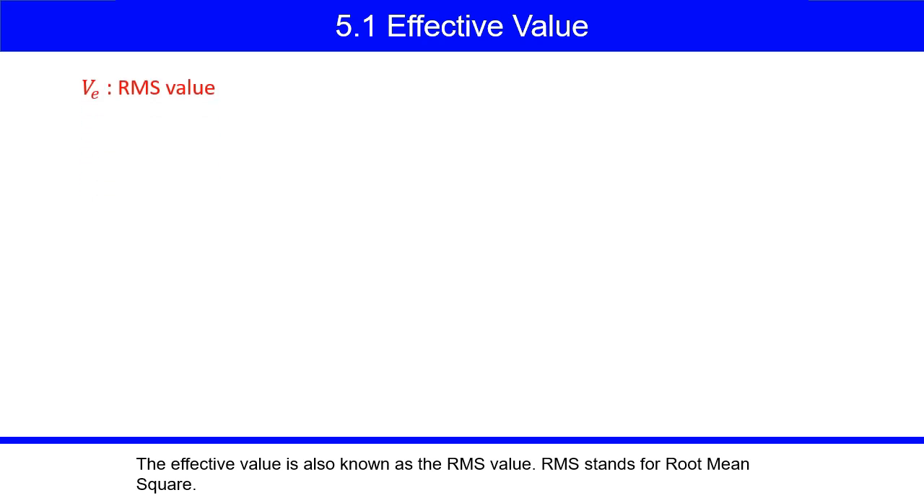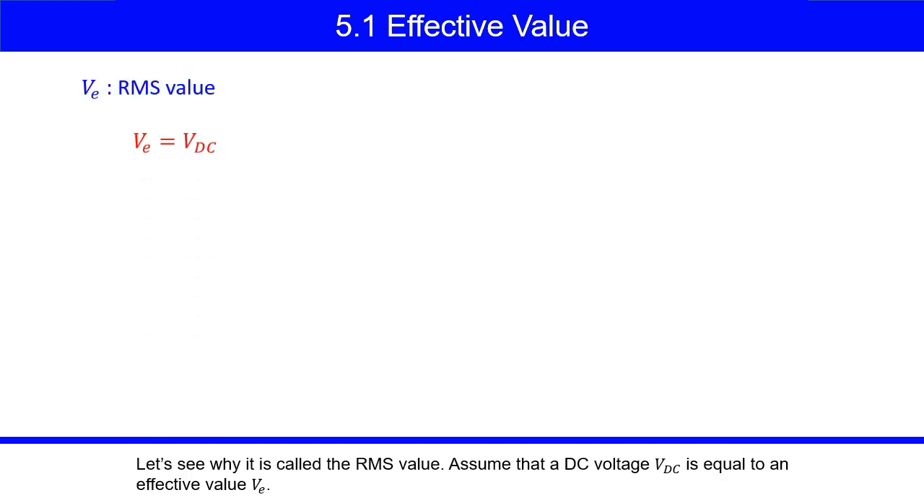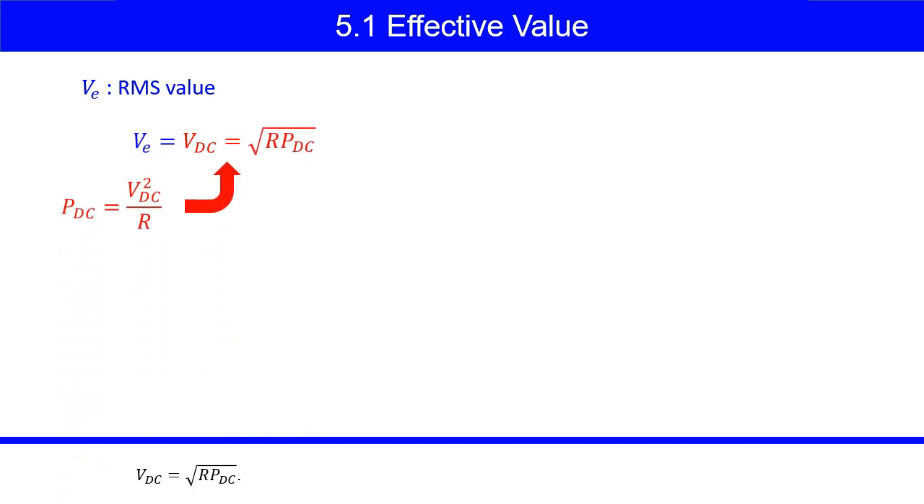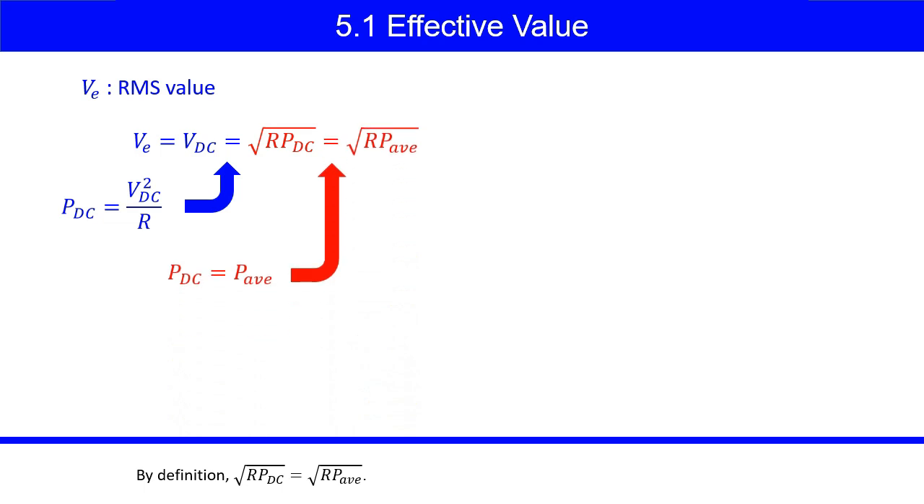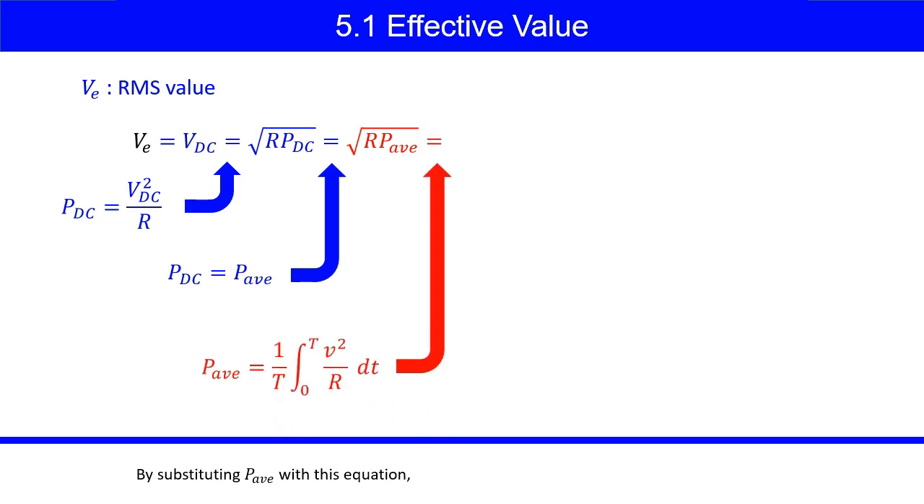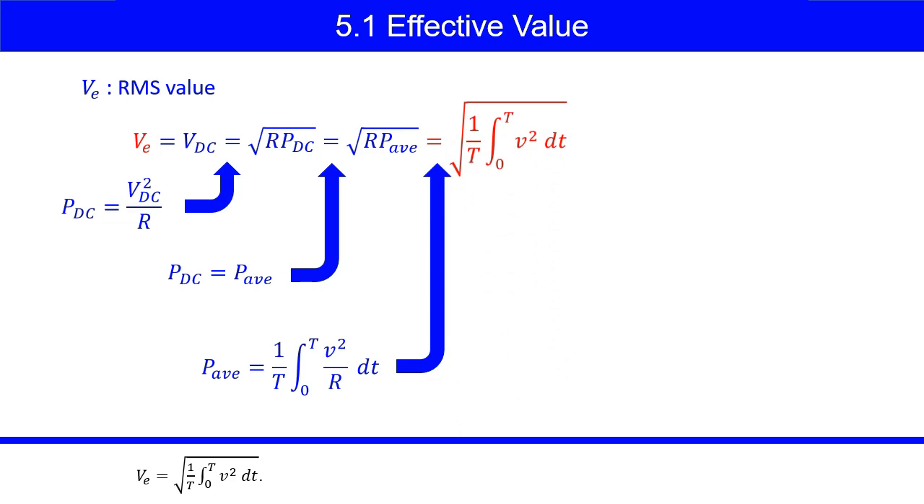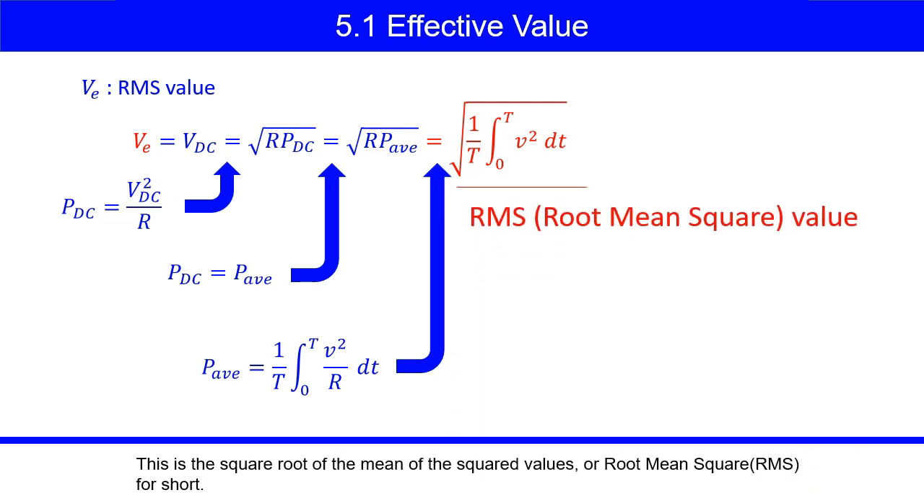The effective value is also known as the RMS value. RMS stands for root mean square. Let's see why it is called the RMS value. Assume that a DC voltage VDC is equal to an effective value VE. VDC equals root R PDC. By definition, root R VDC equals root R PAVE. By substituting PAVE with this equation, VE becomes equal to the square root of 1 over T times the definite integral of V squared from 0 to T. This is the square root of the mean of the squared values, or root mean square, RMS for short.